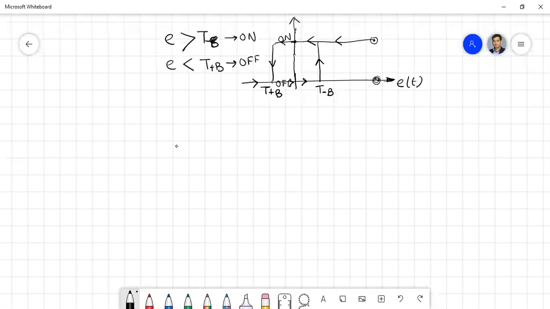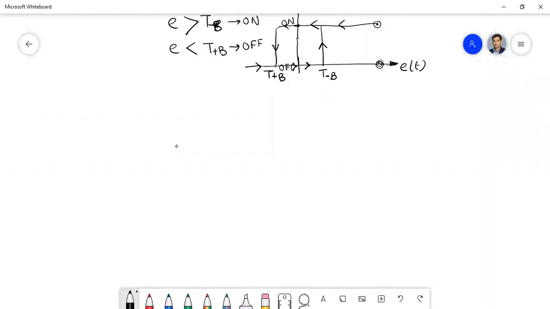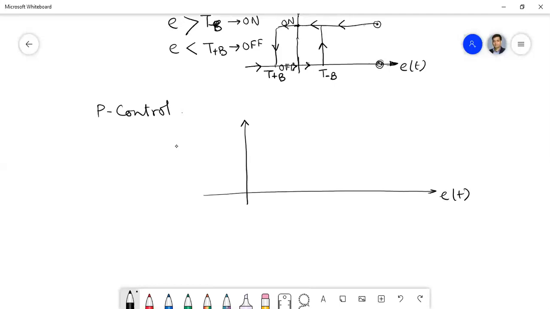Okay, now if you have understood this, next we go for proportional control. Now for proportional control, it is very easy to understand but a little difficult to implement. There are two issues: one, how you understand it, and two, how you implement it physically, practically.